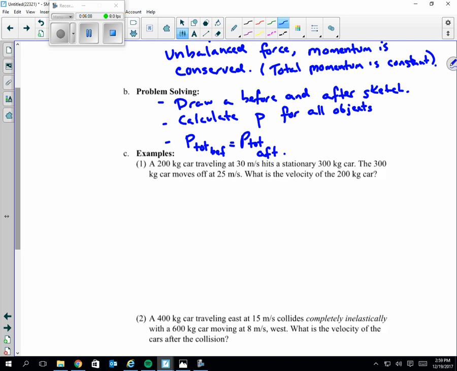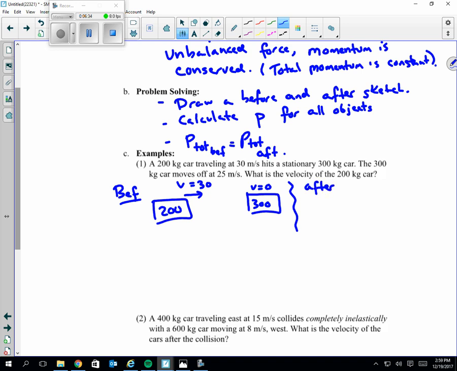We've got a first example, a 200 kilogram car traveling 30 meters per second hits a stationary 300 kilogram car. So in our before picture, we have a 200 kilogram car with a velocity of 30. We have a stationary 300 kilogram car. Now our after picture, we are going to have a 300 kilogram car moving at 25.